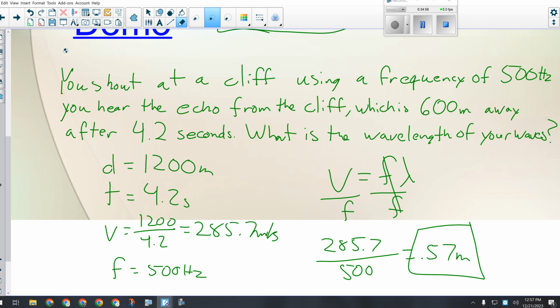None of these questions, like I said, are going to be mathematically challenging. You're going to use V equals D over T, and you're going to be using V equals F times lambda, that's it. But you have to be able to catch the little wave properties tricks that are going to be in those types of questions.